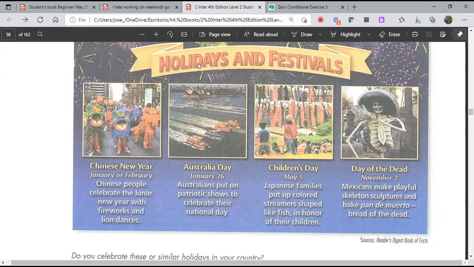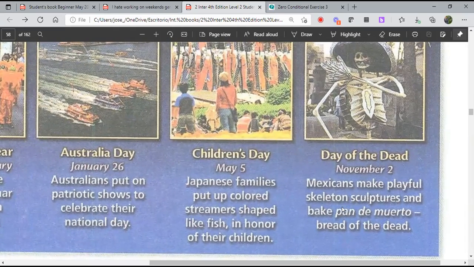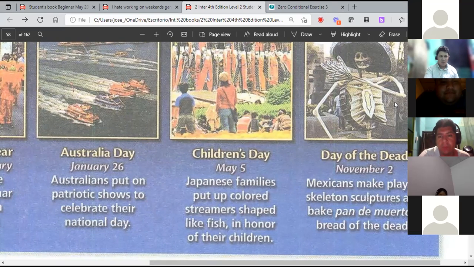Day of the Dead. November 2. Mexicans make playful skeleton sculptures and bake pan de muerto, bread of the dead. Yes, I think you know what we're talking about in there, right?